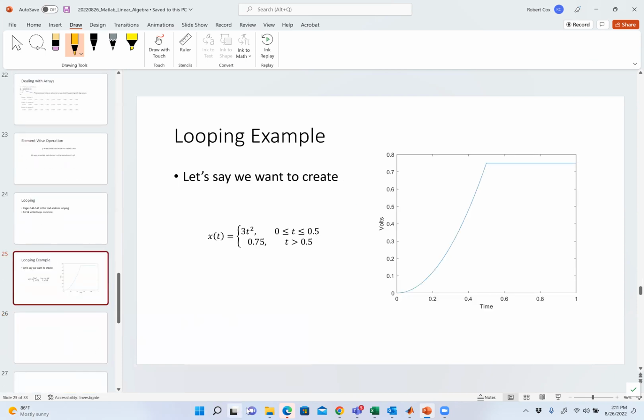All right, so you're going to have a couple of problems like this in homework 2. I have a graph here of this function. x of t is a piecewise function. It's 3t squared from 0 to 0.5, and then it's 0.75 for everything after that. Let's say I wanted to make that graph. Where would I start? What would be the first thing you would do to make that graph?